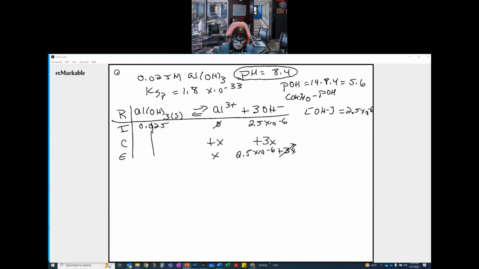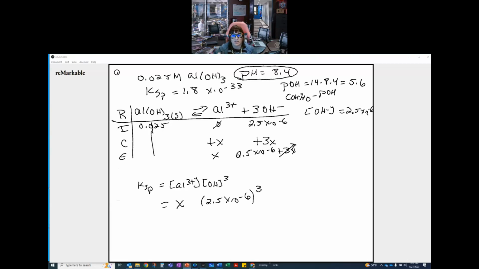Okay. So when I set this up, I know that my KSP is equal to that Al3+ times the OH- cubed. I know my Al3+ is an X. My OH- is 2.5 times 10 to the minus 6, and that has to be cubed.